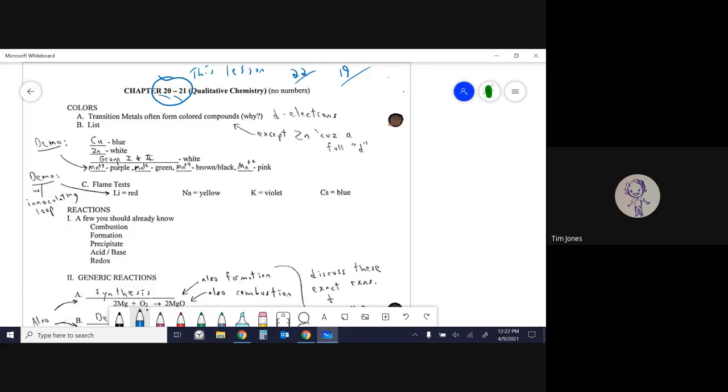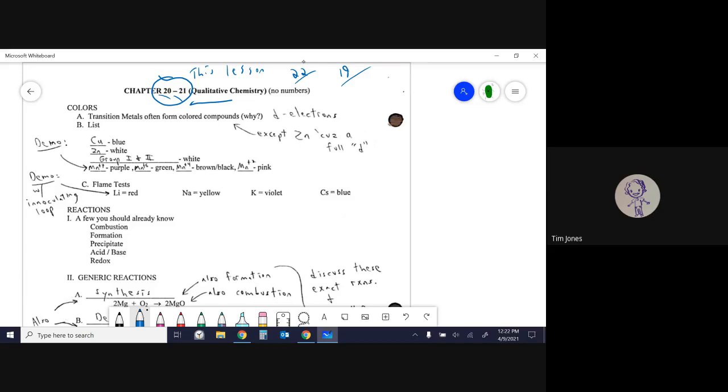Now, other than the nuclear section, there really won't be any calculations. So especially these two chapters, 20 and 21, you can refer to these as qualitative. In other words, it is not number-based, or at least not very much. So let's jump into this stuff.